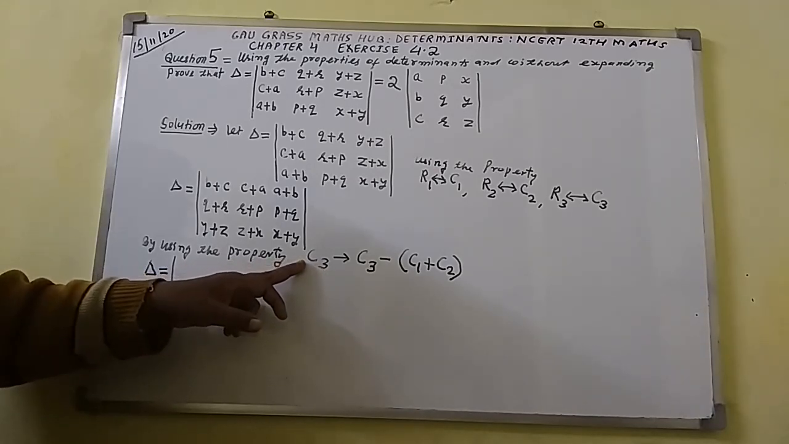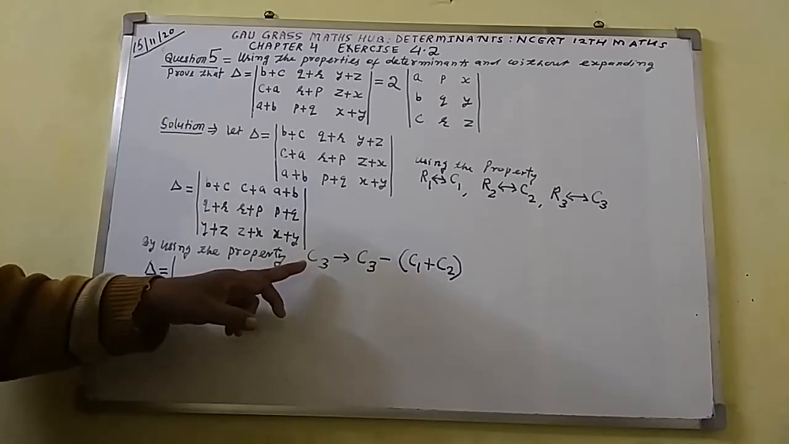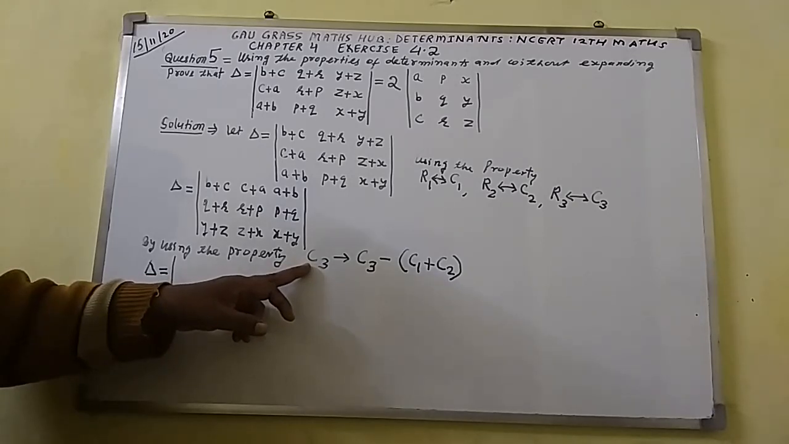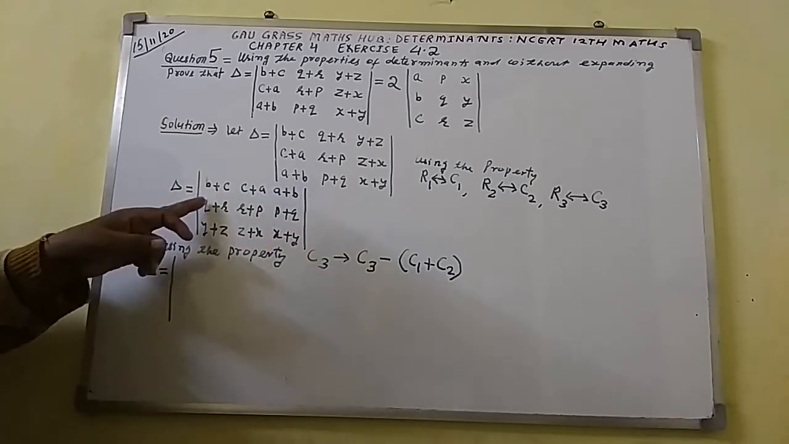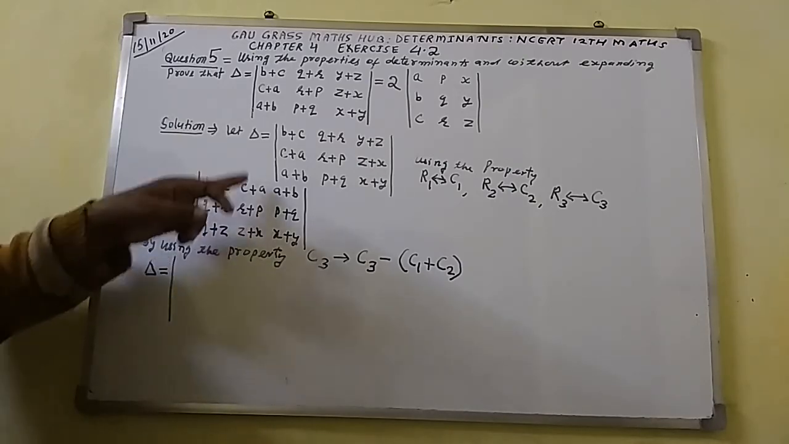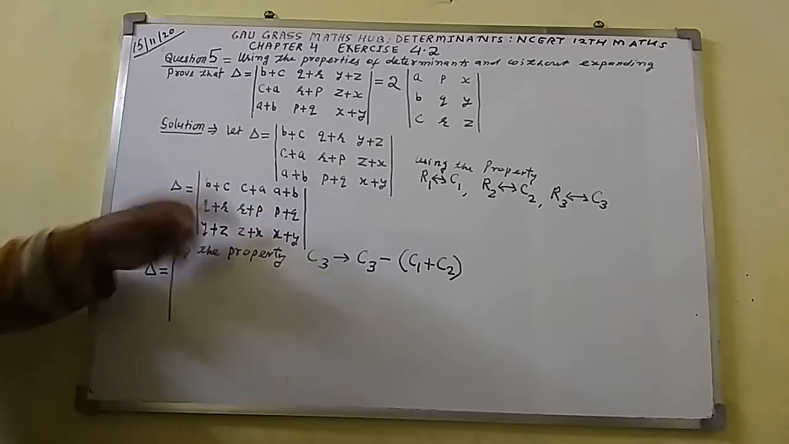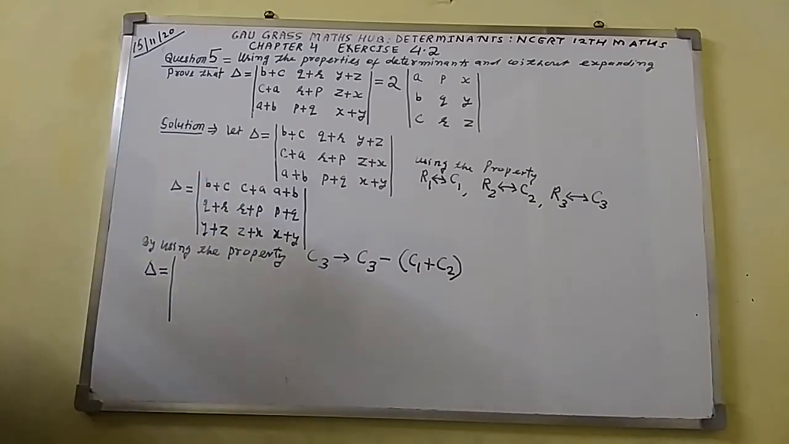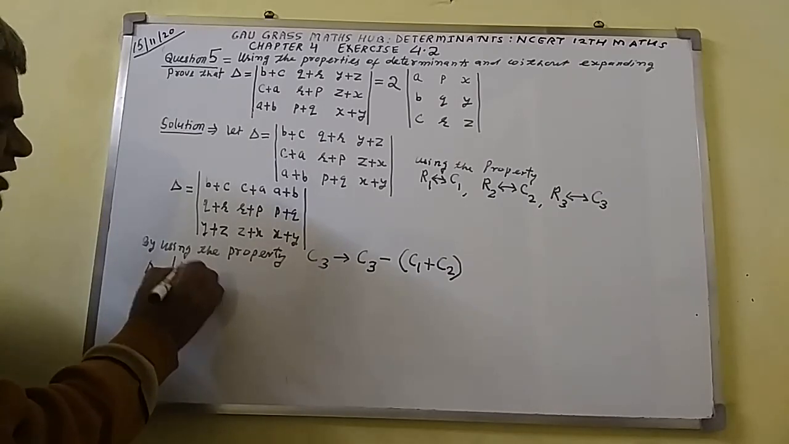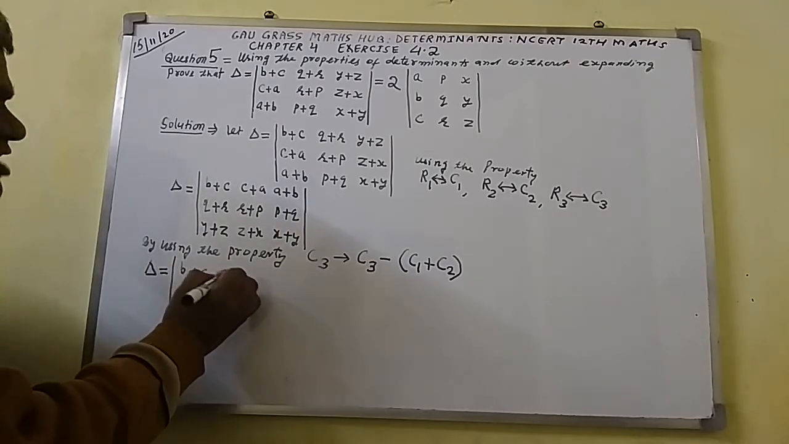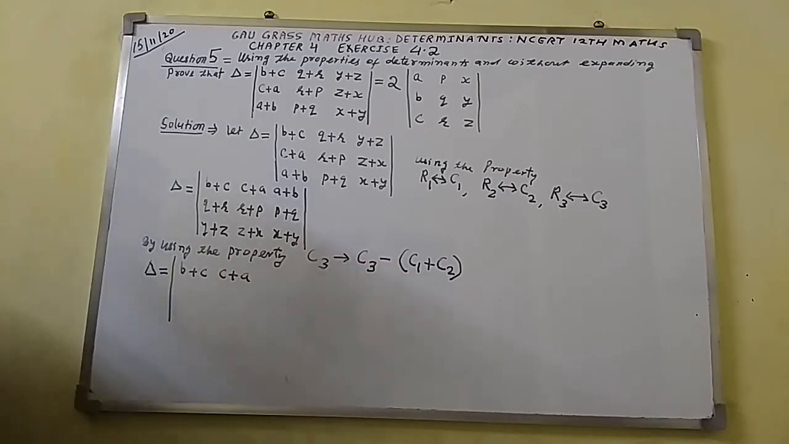here I have written C3 goes to. This means that changes will occur in third column. There will be no changes in first column and second column. This means that first column and second column will be written as it is. So here write B plus C. Here write C plus A. Leave spaces for the writing of third column, which I shall decide later on.